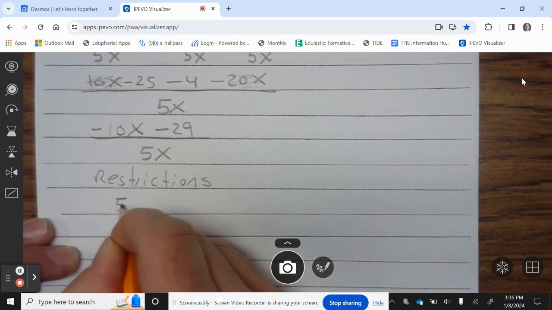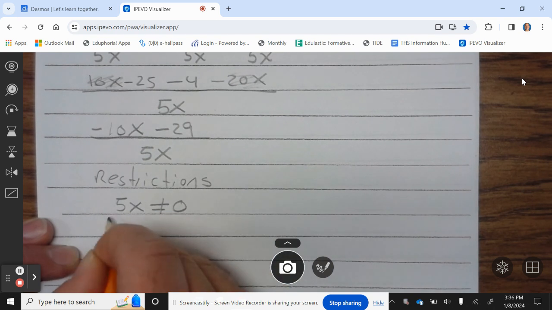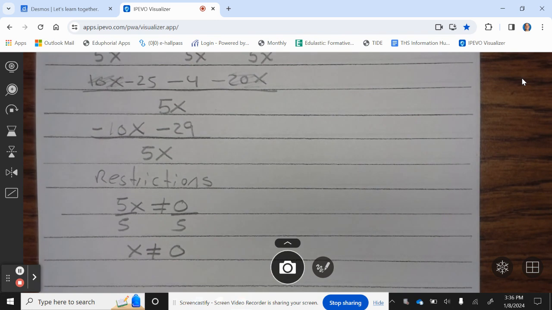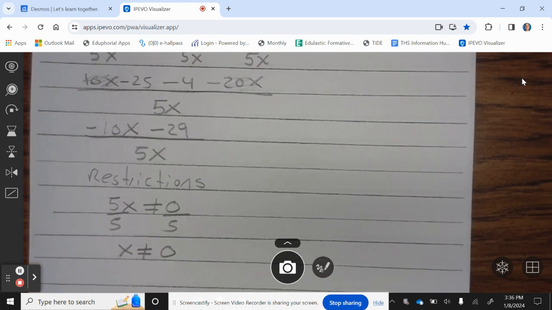We set 5x not equal to 0. Divide 5 by both sides. X does not equal 0. All right, let's take a look at the next page.